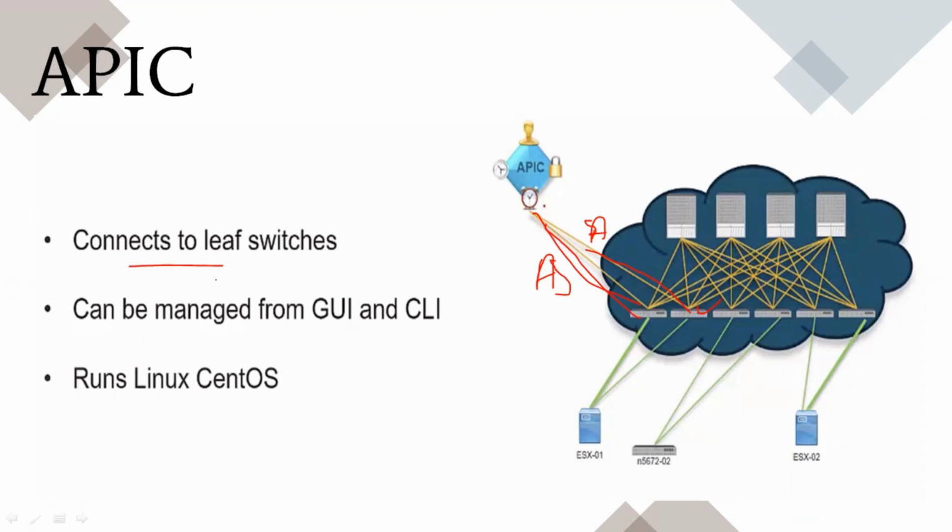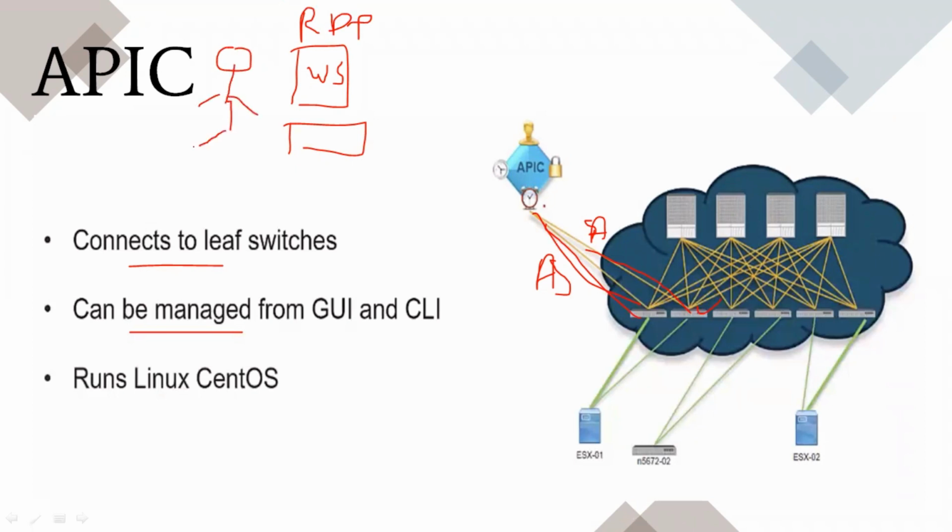Okay, so it connects to the leaf switches and can be managed from GUI or CLI, right? So through your workstation, that could be your laptop or a remote desktop RDP, you are sitting here. This workstation has out-of-band connectivity, OOB connectivity, to this APIC, right? So you can open a GUI or you can open a CLI on this workstation. So it can be managed from GUI and can be managed from CLI.